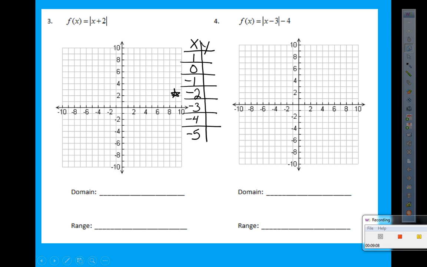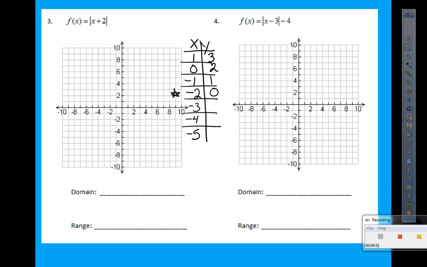Hey, now, I'm hoping that you can do a lot of this in your head. It's an absolute value graph, so I know when we're done, it should look like a V. So here goes. Let's try this in your head. You can also use your calculator if you want, but 1 plus 2 is 3, and the absolute value of 3 is 3. 0 plus 2 is 2. The absolute value of 2 is 2. Negative 1 plus 2 is 1. The absolute value of 1 is 1. Negative 2 plus 2 is 0. The absolute value of 0 is 0.